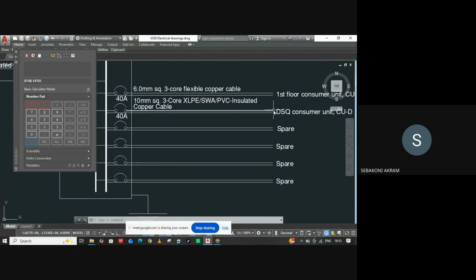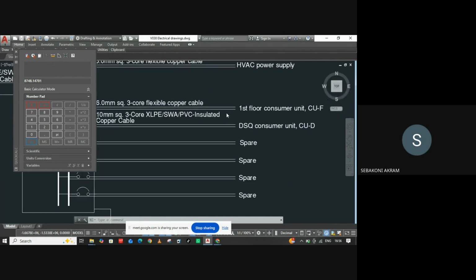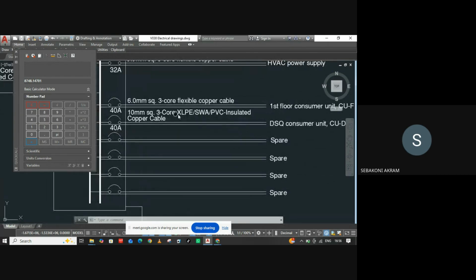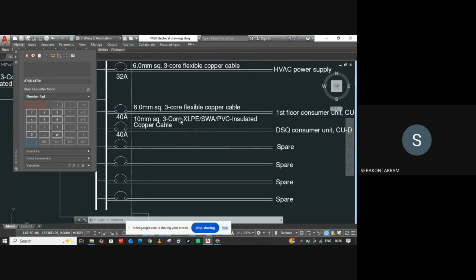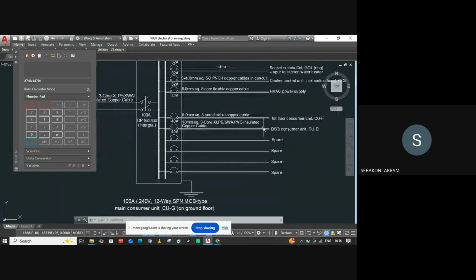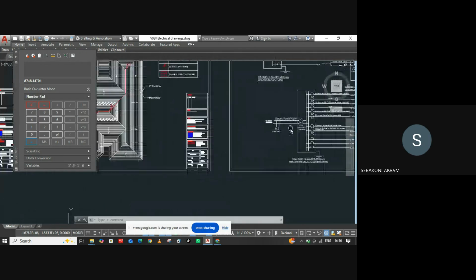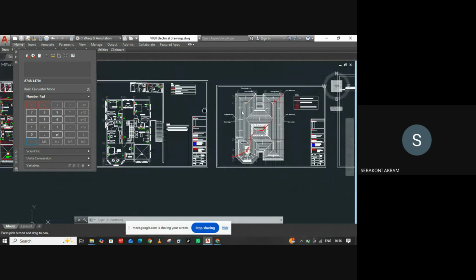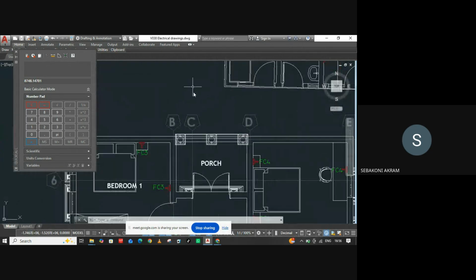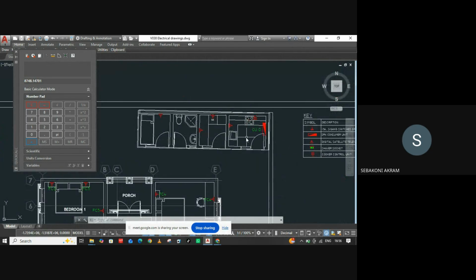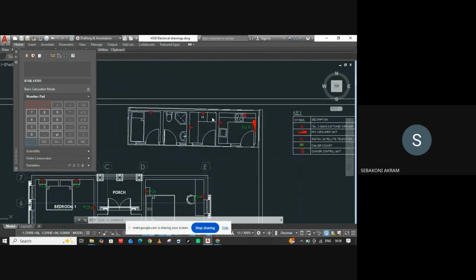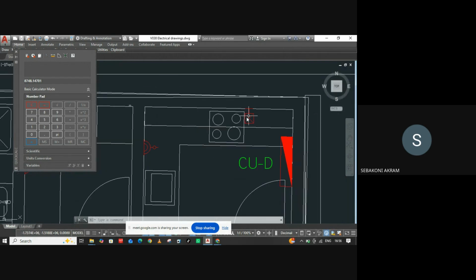Then we have a DSQ. I think you know what a DSQ is. It's called a servant quarter, servant quarters. I'm forgetting what the D stands for, but literally it is this. Why did we give it a 10? Because you see we are also having a cooker this side.